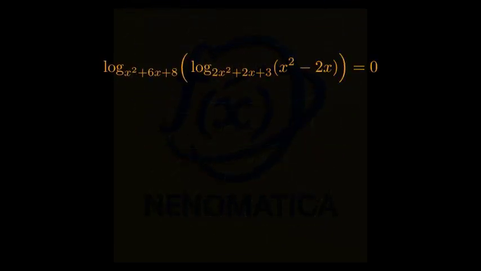Step 1. Write the domain conditions for both logarithms. For a logarithm, the base must be positive and not equal to 1, and the argument must be positive. We apply this to both the outer and the inner logarithm.